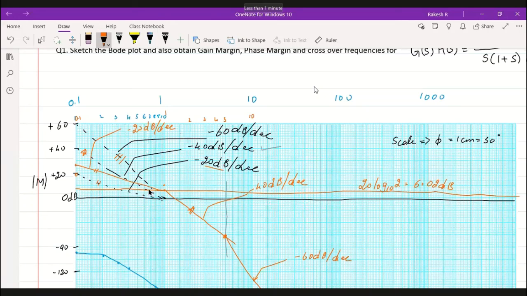Right. Now, the next one is the simple pole, which is having 1 divided by s. For that, you need to rise by 6 dB here. Again, you need to rise by 6 dB. Draw a parallel line which is having minus 20 dB per decade, from 0 to 1. 1 line is this one. This is 1 line here. Okay. 0 to 1 you need to draw here.